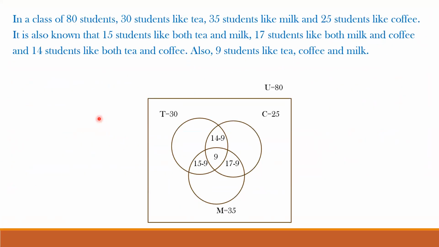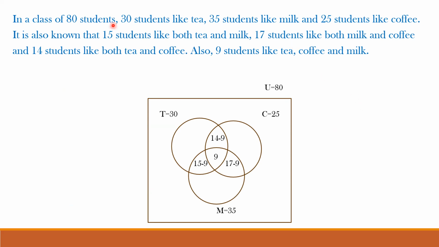So moving on to the first example. In a class of 80 students, 30 like tea, 35 like milk, and 25 like coffee. It is also known that 15 like both tea and milk, 17 like both milk and coffee, 14 like both tea and coffee, and 9 students like tea, coffee, and milk.